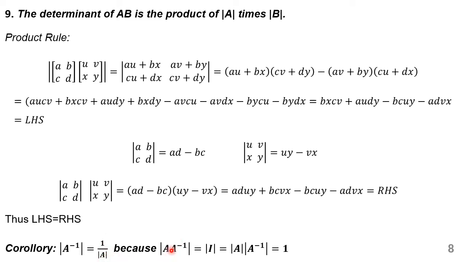Corollary says that determinant of A inverse is equal to 1 divided by determinant of A, because we know that A into A inverse will give me I, and the determinant of A into A inverse will be equal to determinant of I. So therefore, we can say that determinant of A inverse is equal to 1 divided by determinant of A.